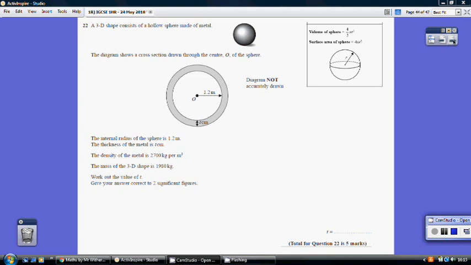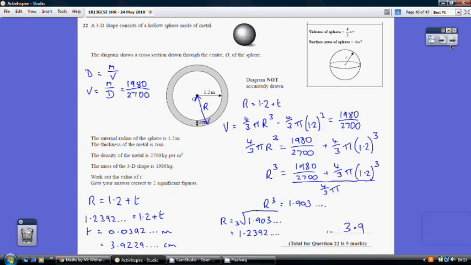Question 22. So let's start off focusing on the density and the mass issue. So we know density equals mass over volume. So rearranging this, we can say volume equals mass over density. So the volume of our hollow sphere must be the mass of 1980 divided by the density of 2700. So we know that the volume of our hollow sphere is this.